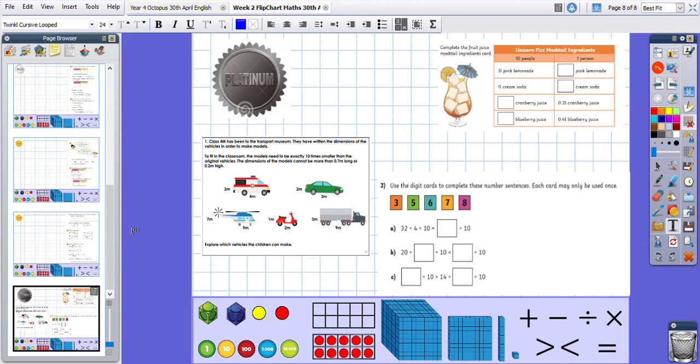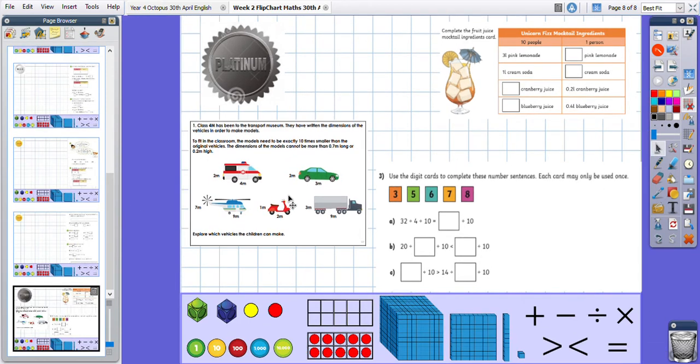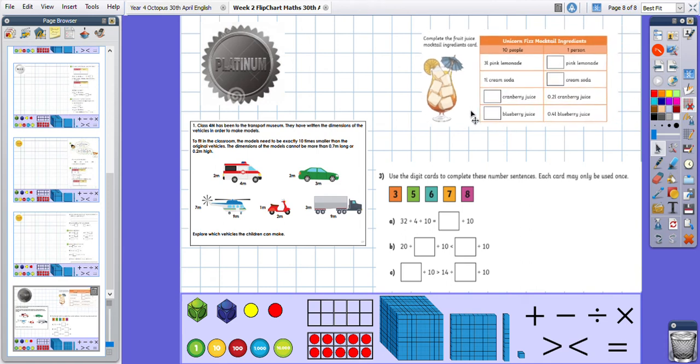Okay, and finally for platinum, a real challenge for you today. You have 3 questions. You have independently got some reasoning and problem solving to take part in, applying your understanding of dividing one-digit numbers by 10. So looking at different size vehicles, an ingredients list, and a very, very tricky sum here that I had to ask for help to complete.